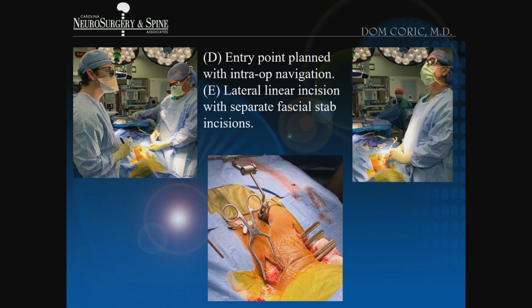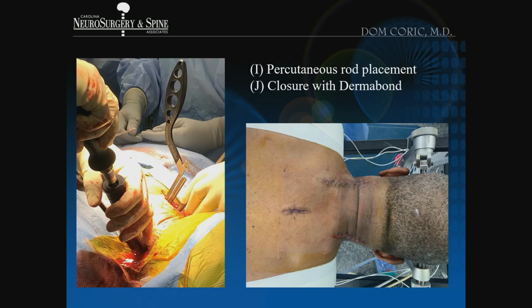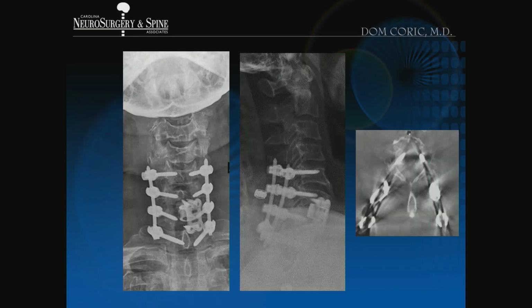You can see Vince, one of our junior partners, on the left and me on the right, kind of looking up at the screen as we're doing this. You see the paramedian Wiltse type incisions with the separate fascial incisions and the reduction towers, standard drill, pilot hole, tap, screw placement, and then percutaneous rod placement. Here's some Dermabond on the skin.